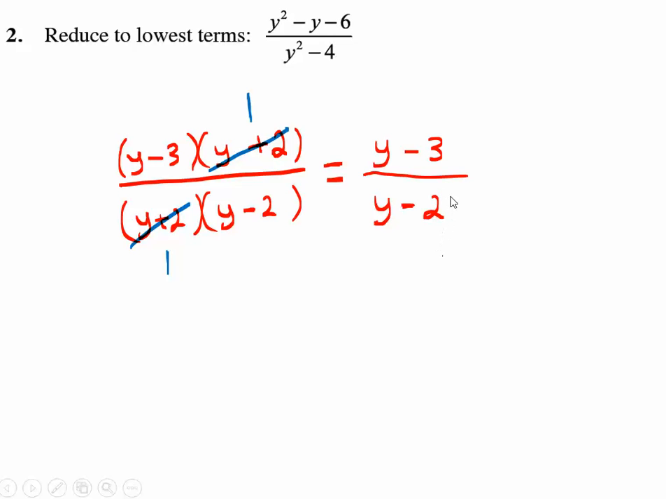and the question always comes up, Mr. H, why can't I just cancel off the y's? So I'll give you 2 different explanations here. Ready?